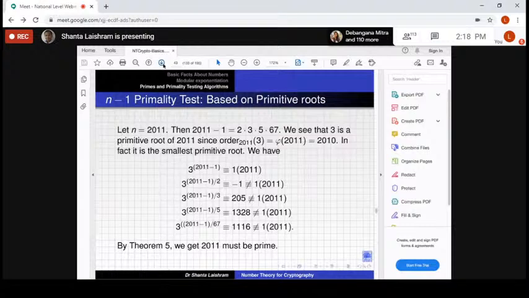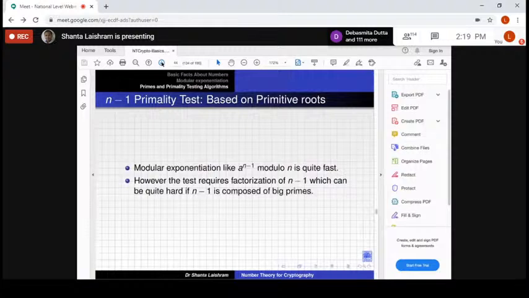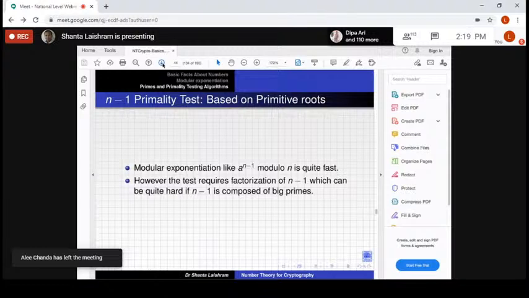But of course, this works well when n-1 has small prime divisors. If n-1 doesn't have small prime divisors, then it's more complicated, because first of all, you need to find a primitive root, and secondly, you have to factor these numbers. Now, here I want to make a remark. Since modular exponentiation is quite fast, once you know that n-1 has a small prime factor, it's nice, but when n-1 is composed of big prime factors, it's not a good algorithm.